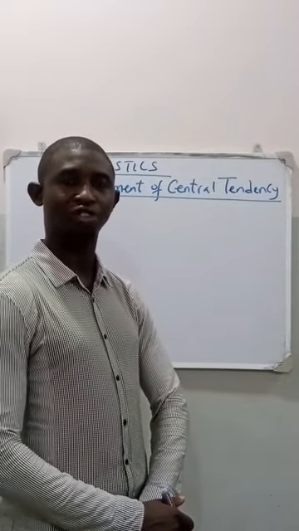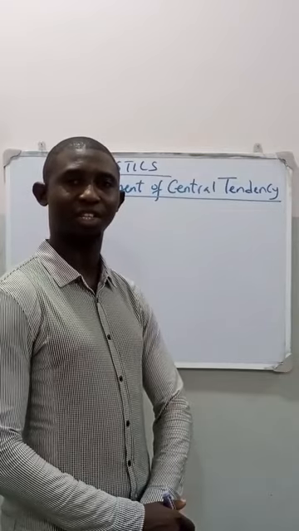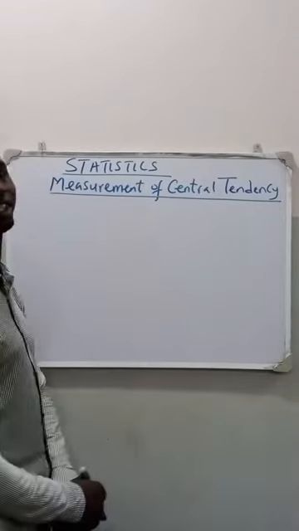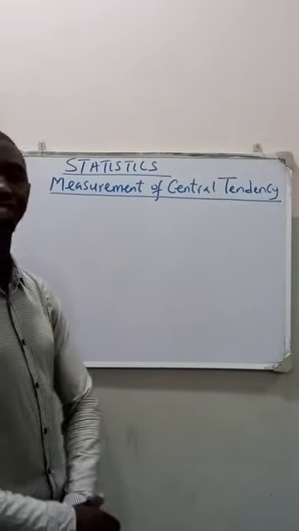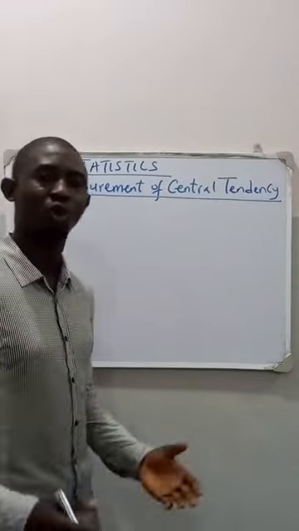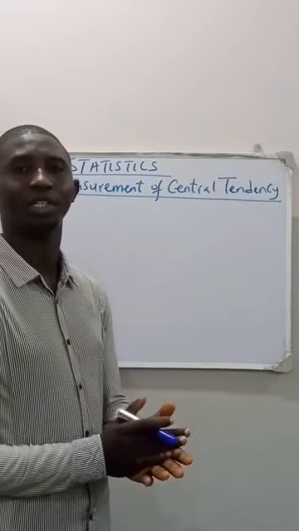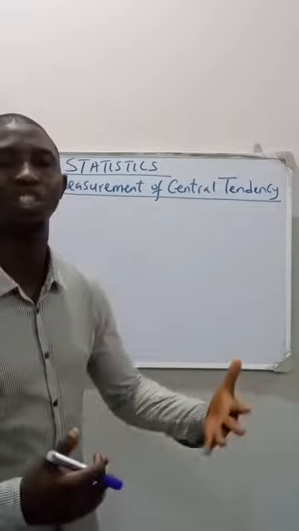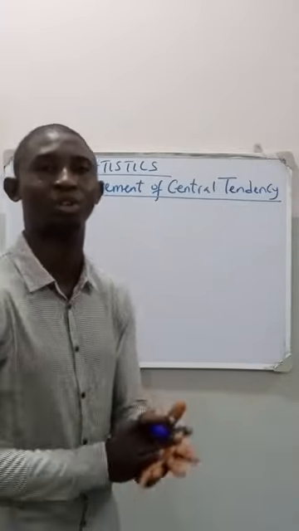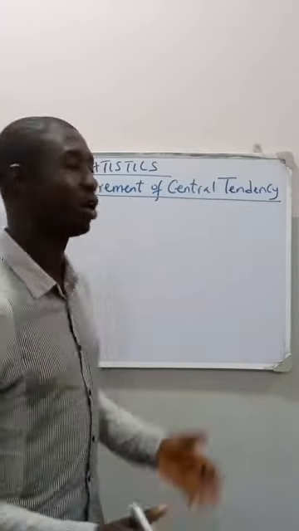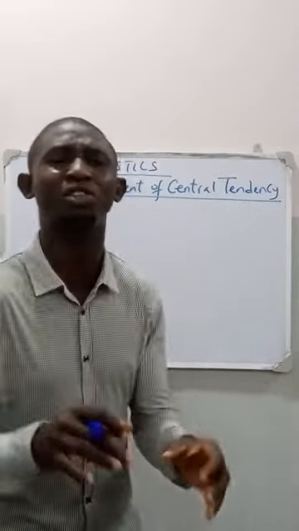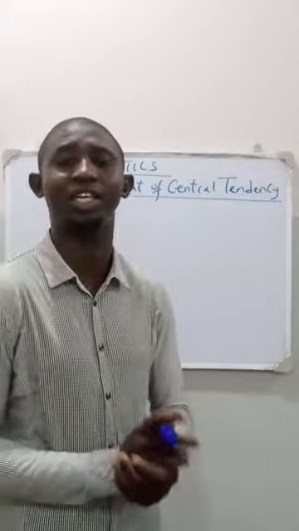Today, we are going to be looking at statistics, and the topic of discussion is measurement of central tendency. What do we mean by central tendency? It's also the same thing as location. Either we call it measurement of location or we call it measurement of central tendency. If you are talking about central tendency, we are talking about 5 important things.